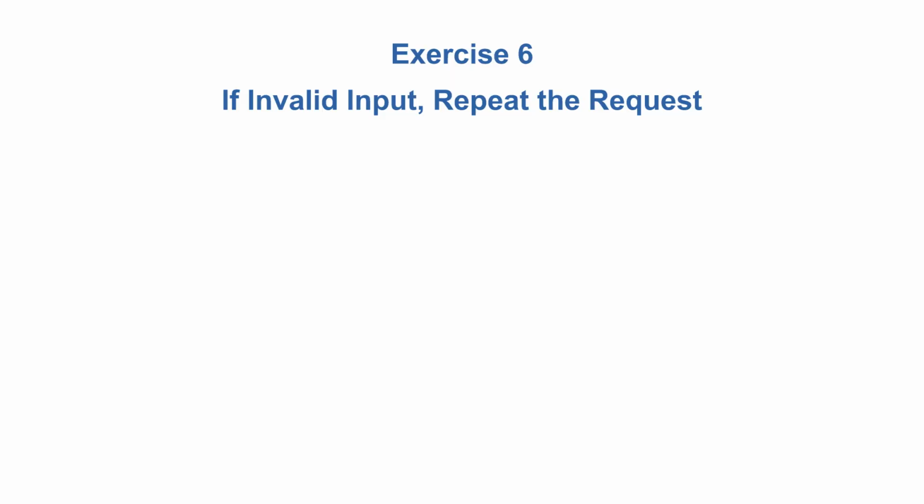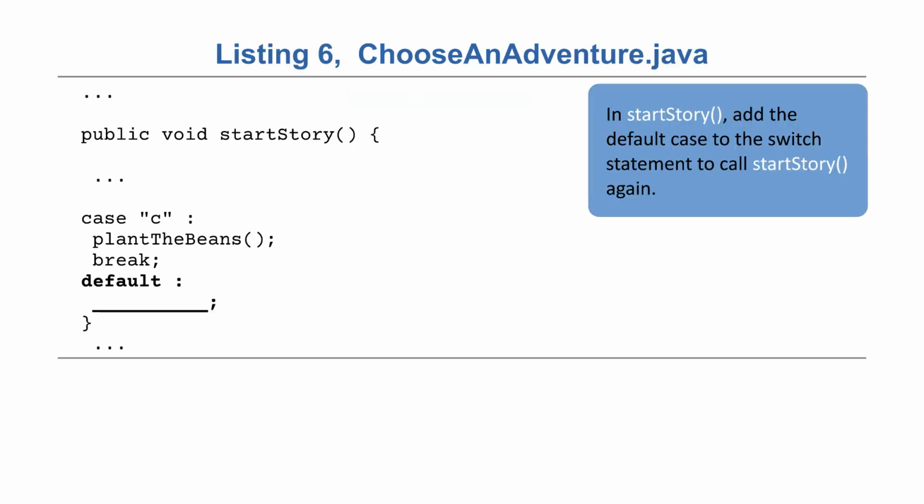Exercise 6. If invalid input, repeat the request. In StartStory, add the default case to the switch statement to call StartStory again. Run it. What happened? If you entered anything other than A, B, or C, it should have printed the start of the story again.